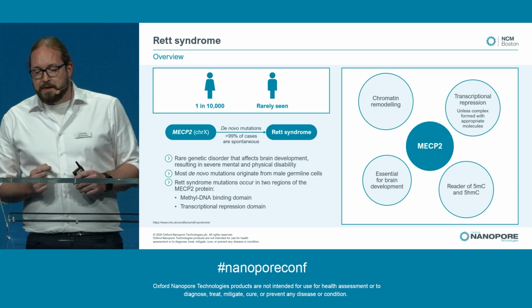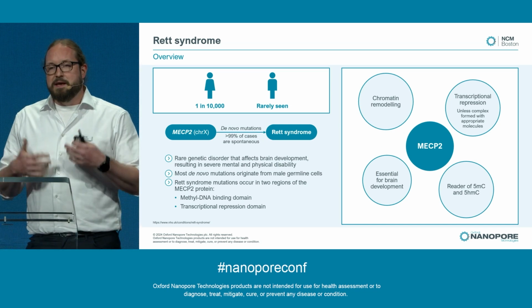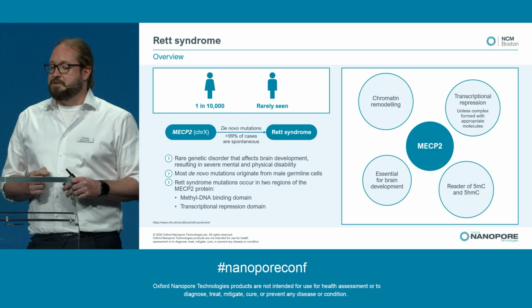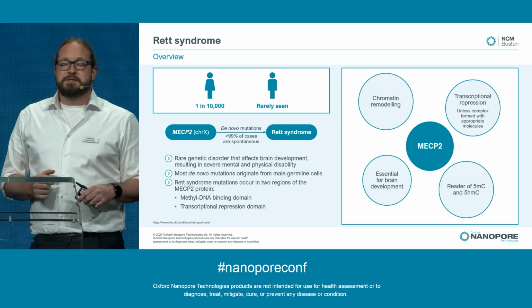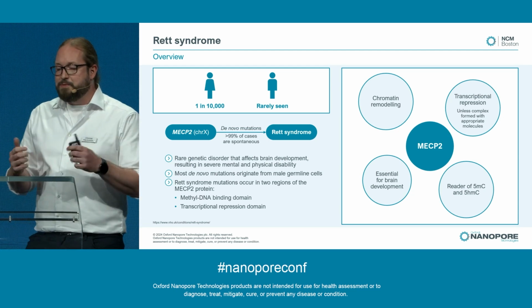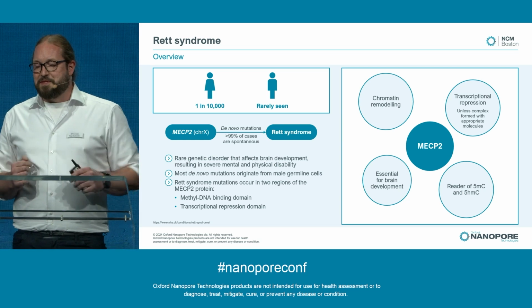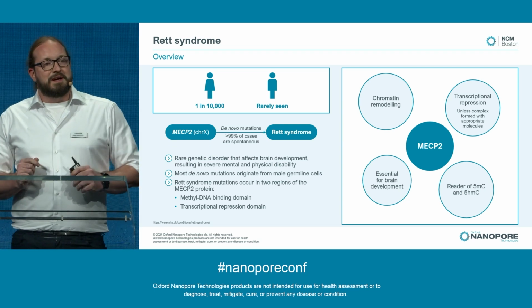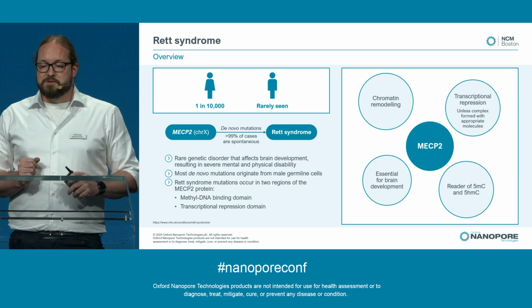What is Rett syndrome? It's a rare genetic disorder, as I said, that affects brain development. And in the vast majority of cases, it's caused by de novo mutations in a gene on chromosome X called MECP2. And MECP2 is a really fascinating, amazing gene that does loads of different things, and we could have a whole talk about exploring that, but today we're focusing a bit more on the disease mechanisms behind Rett syndrome.